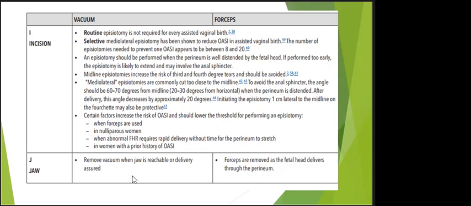You remove the vacuum and the forceps once you have seen the jaw of the baby. Once the jaw is already visible, then you can release the pressure on the vacuum. You can remove the forceps and deliver the baby subsequently.